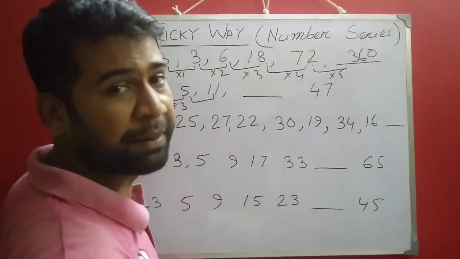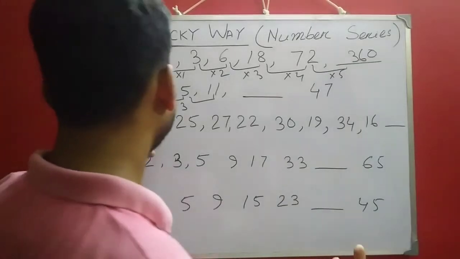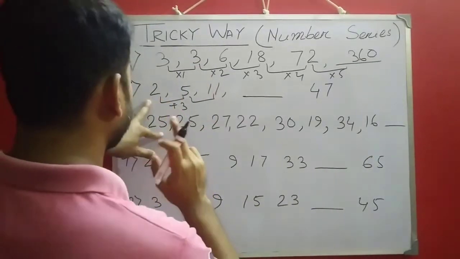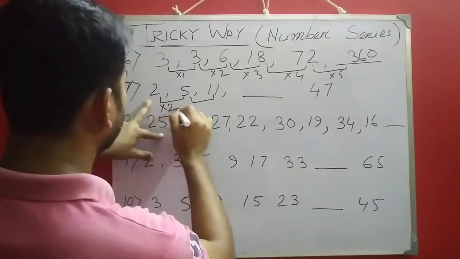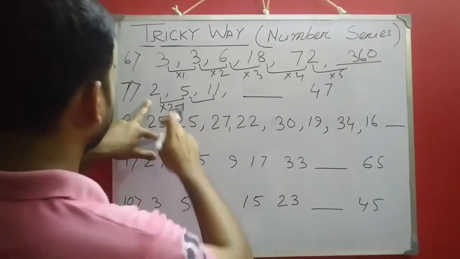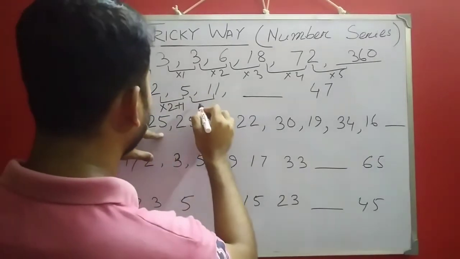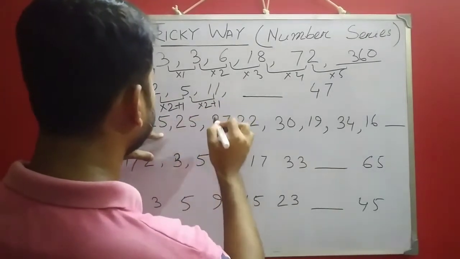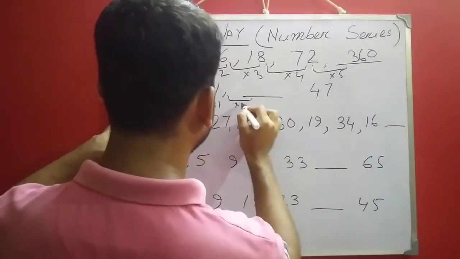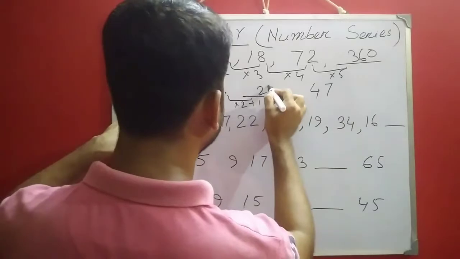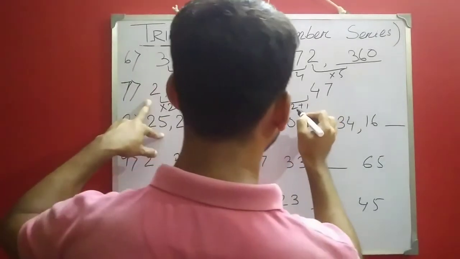It is 6, increment by 6. So increment with maximum value. So a multiplication operation is there. We have to check multiplication. Means 2 into 2 plus 1. And here 5 into 2 plus 1. So it will be 11 into 2 plus 1 equal to 23. And here 23 into 2 plus 1.